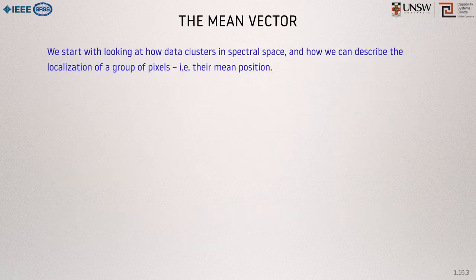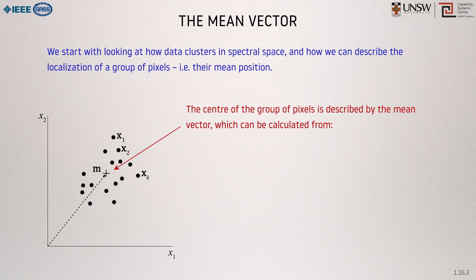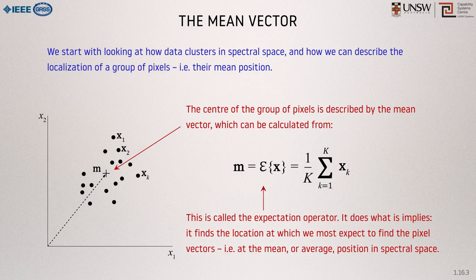Because we like to talk about where pixels are located in the spectral domain, it is useful to have measures of where they are most likely to be found and how they are spread about that location. We start with the concept of the mean vector, which is just the average or mean value of a group of pixel vectors as illustrated on this slide. We denote the mean vector by the symbol m. It is calculated by taking the mathematical average of the k pixel vectors. Another term for average is expectation. Note we have introduced the expectation operator, which is just the calculation of the average as shown.